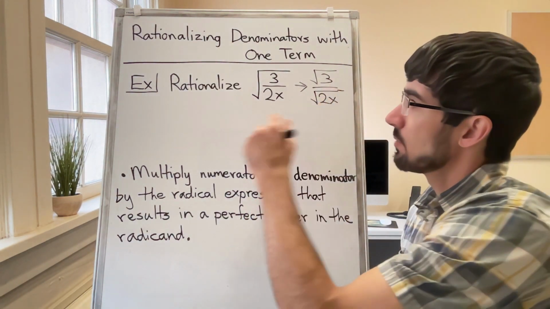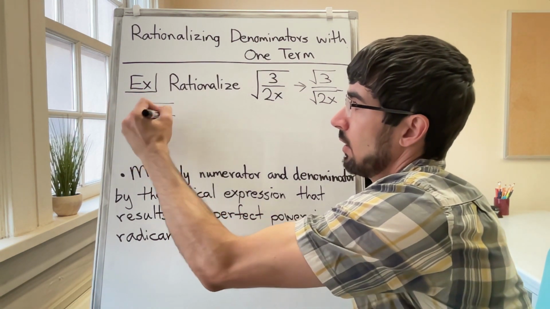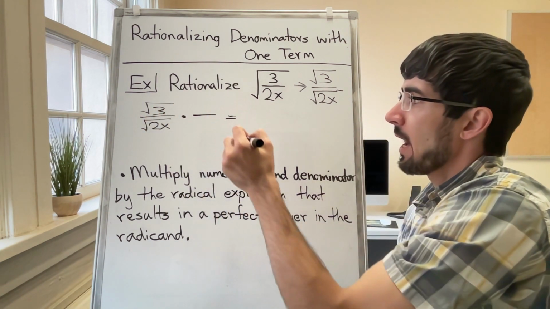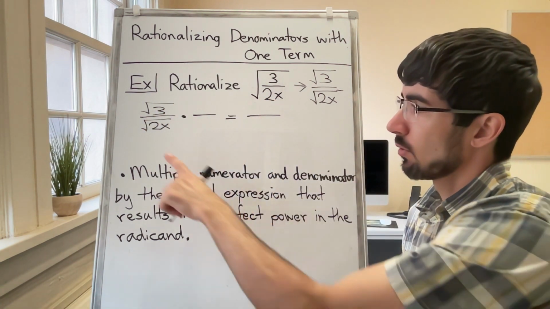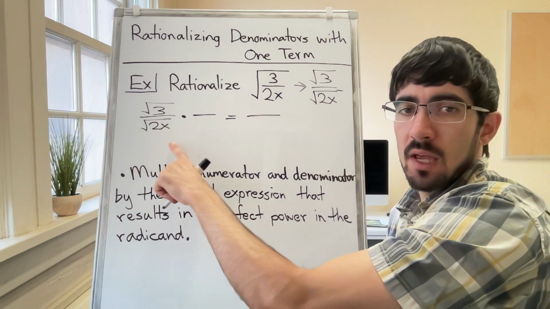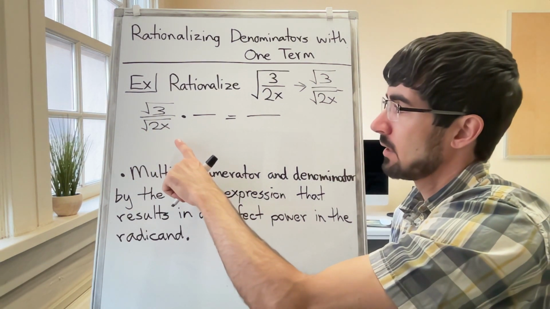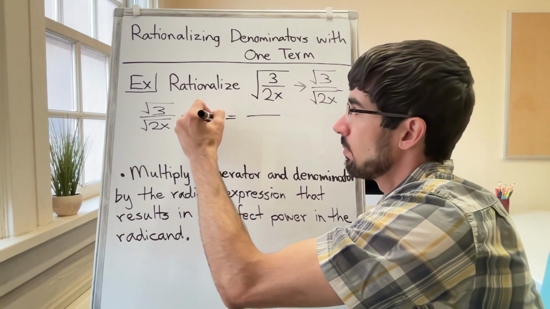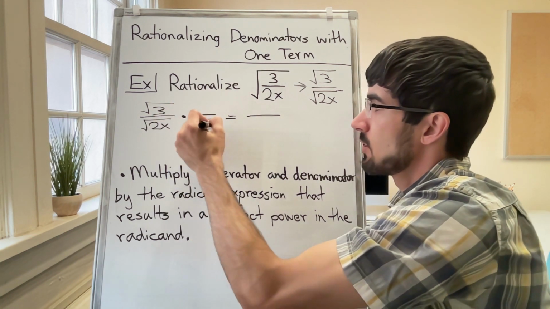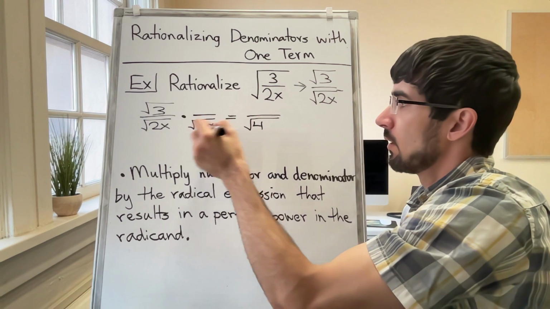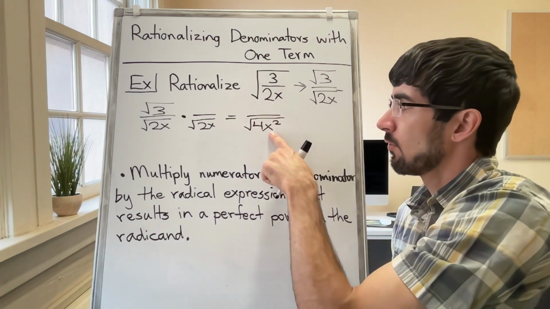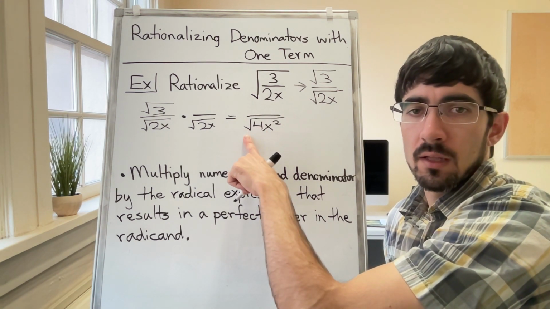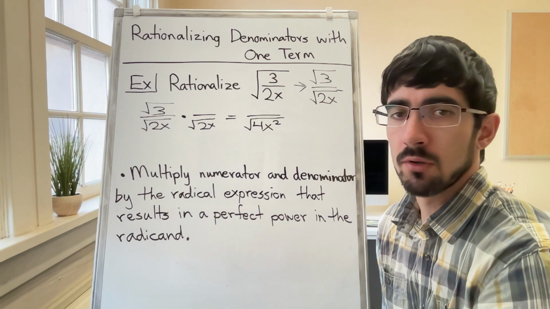We're going to choose to multiply this numerator and denominator by another radical expression that will give us a perfect power in the denominator. In this case, we're working with square roots, so I want to see a perfect square in the radicand of the denominator. 2x is not a perfect square, but if I multiply root 2x times root 2x, I will get the square root of 4x squared. 4x squared is a perfect square, and therefore the radical symbol can be eliminated. We can take the square root.